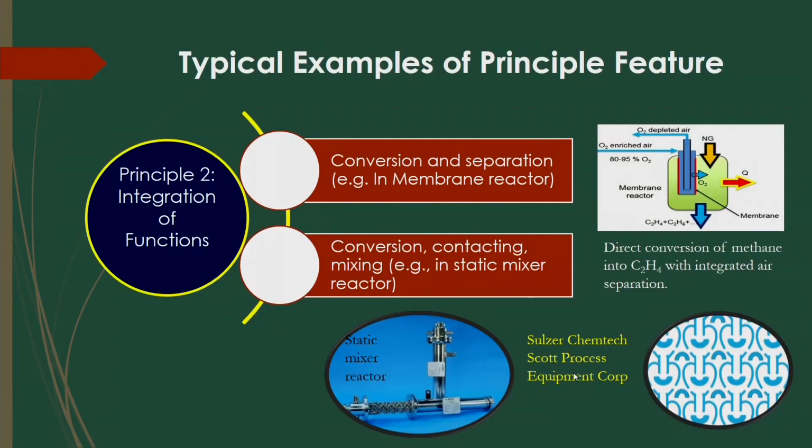And direct conversion of methane into ethylene with integrated air separation is also one important example. In that case, conversion and separation are the functions, and these functions are integrated in an intensification process. You will also see in the slides the picture of how this intensified reactor can be developed based on a microchannel reactor, a micro reactor, and also a static mixer which is used for the intensification of mixing there.